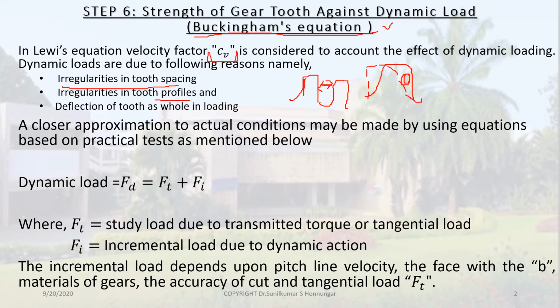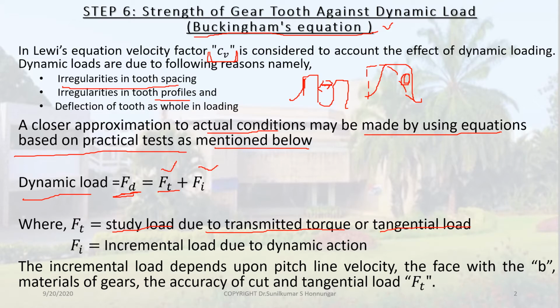Because of all these criteria, a dynamic load comes into the picture. A closer approximation to actual conditions may be made by using equations based on practical tests, as mentioned below. They considered practical tests, and finally came to this relation: dynamic load FD equals FT plus FI. FT we already know: it is the steady load due to transmitted torque, or the tangential load.